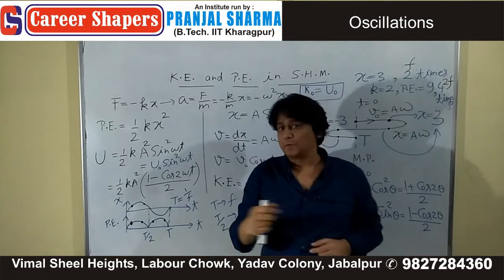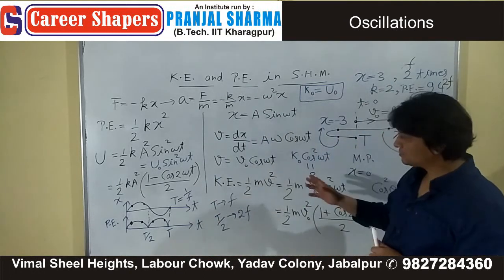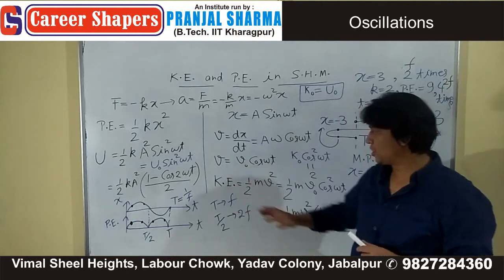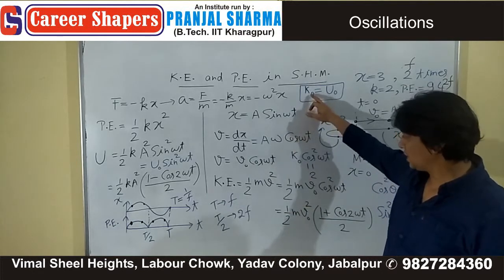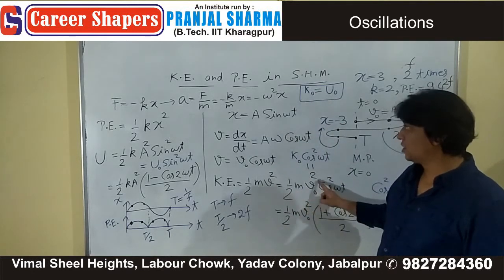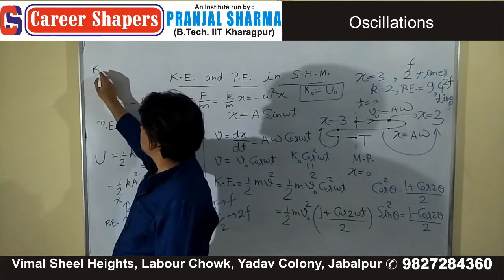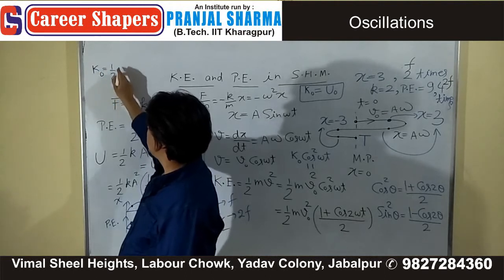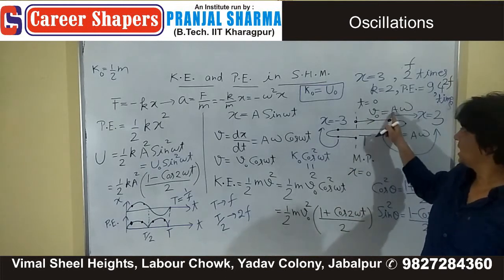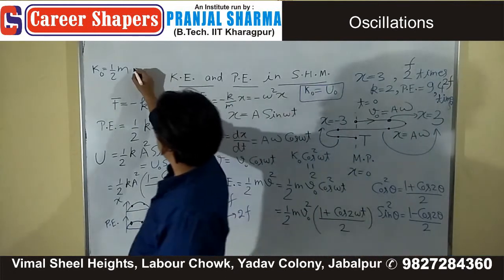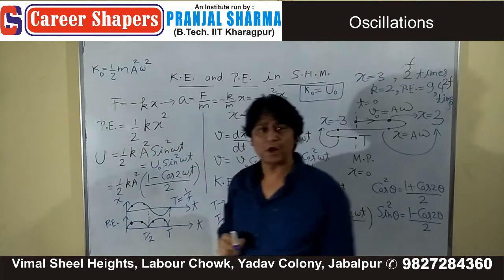And how come these things are equal? We'll prove mathematically and then with the help of a simple experiment. So when you talk about kinetic energy, its maximum value is K naught. What is K naught? Half m v naught square. Look here. Your K naught is half m v naught square. What is v naught? A omega, and therefore this is half m A square omega square. That's the value of K naught.